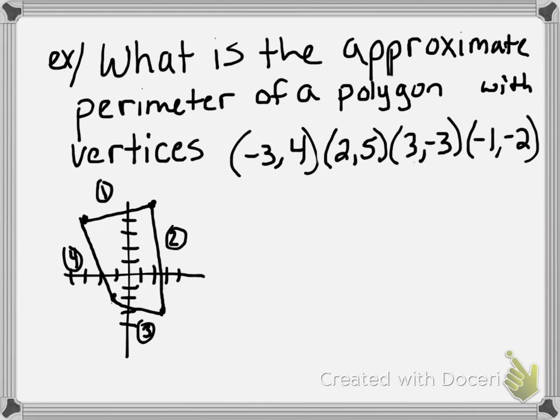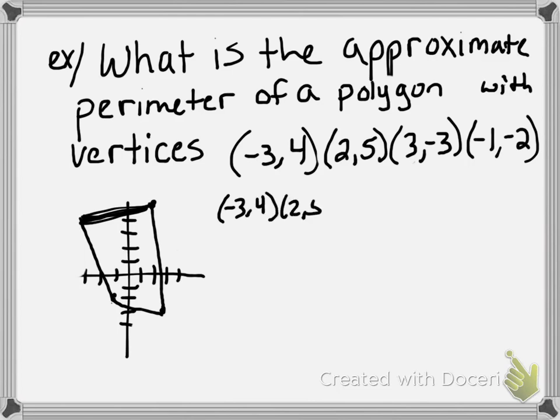What a lot of students will do is they'll just line up their points next to each other and find it that way. So let's say I wanted to find this side right here. That side is from negative 3, 4 to 2, 5. Okay, because I have the point negative 3, 4 over here, and 2, 5 is over here. So I can use the distance formula to find the length of that line.